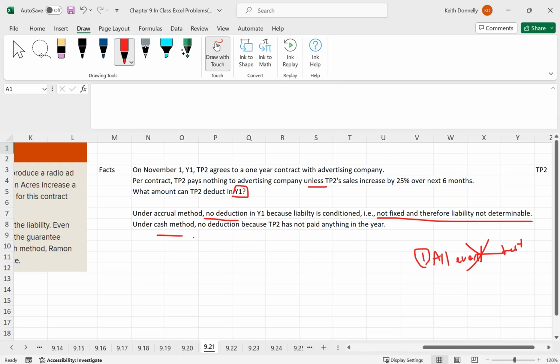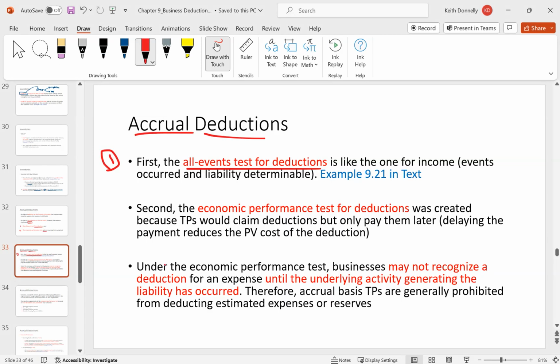If it was cash, we didn't pay the cash, so you don't get it then. Okay, so that's the first prong. The second prong says, on top of the all events test, you also have to meet the economic performance test, but there is an exception that we will see. The economic performance test for deductions was created because taxpayers would claim deductions but only pay them later. Under the economic performance test, businesses may not recognize a deduction for an expense until the underlying activity generating the liability has occurred.